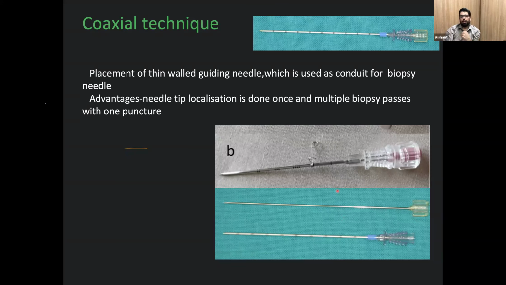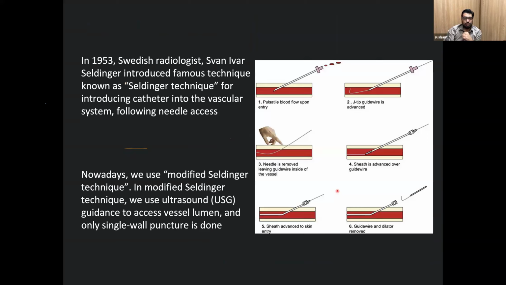So now we are coming to the drainages. Drainages started when we started using the Seldinger technique. So it is very important we know the basics of the Seldinger technique. Sven Ivar Seldinger devised this technique in 1953 for vascular procedures. What they used to do is a double wall puncture and then withdraw the needle. When they saw a gush of blood coming out, they advanced a guide wire. And then this guide wire was used as an access over which a sheath or catheter was advanced.